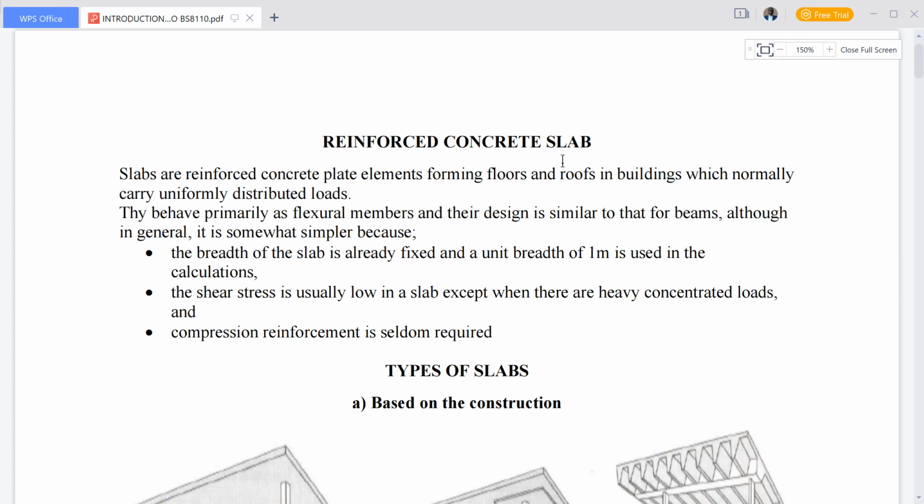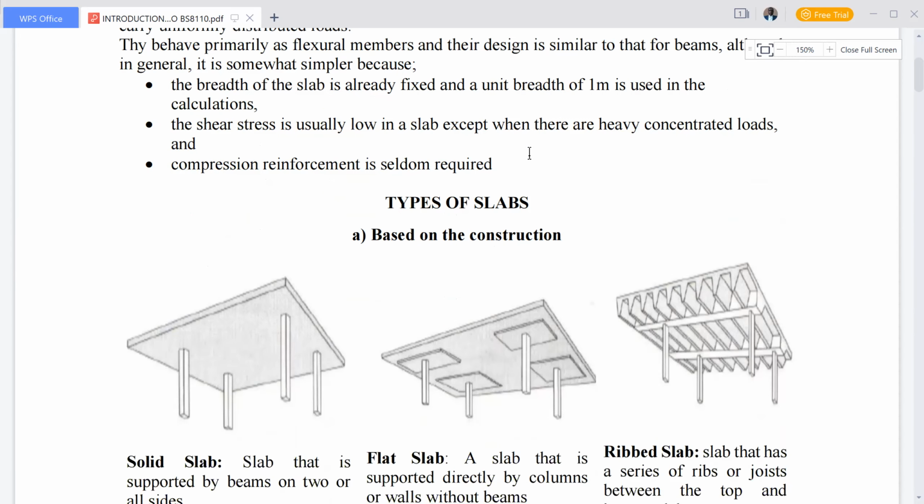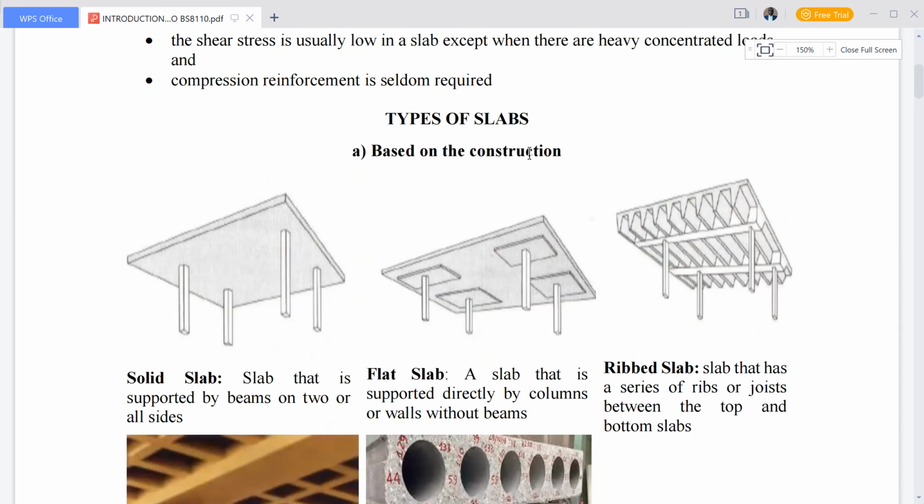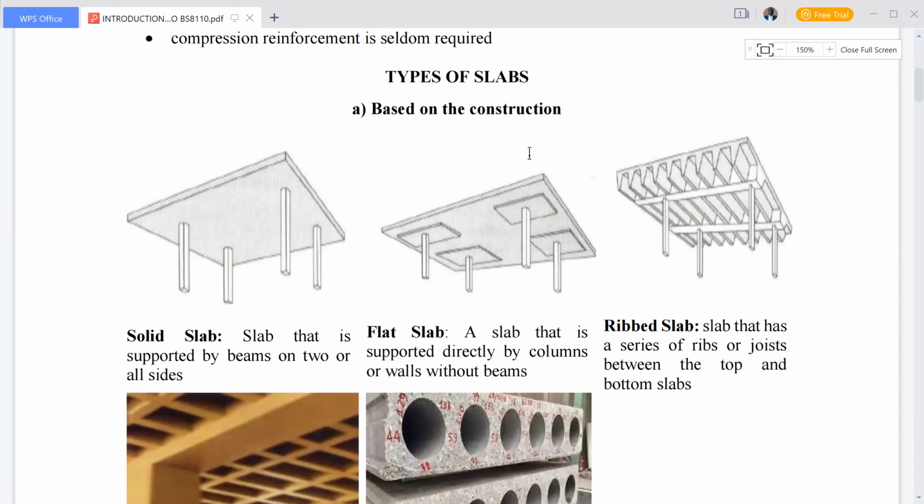Now, let us look at types of slab. We have criteria to classify slab. One criterion is classification based on construction. Based on construction, we have what you call a solid slab. A solid slab is a slab that is supported by beams on two or all sides. These are the common slabs we normally see. They are called solid. They are supported by beams on two or all their sides.